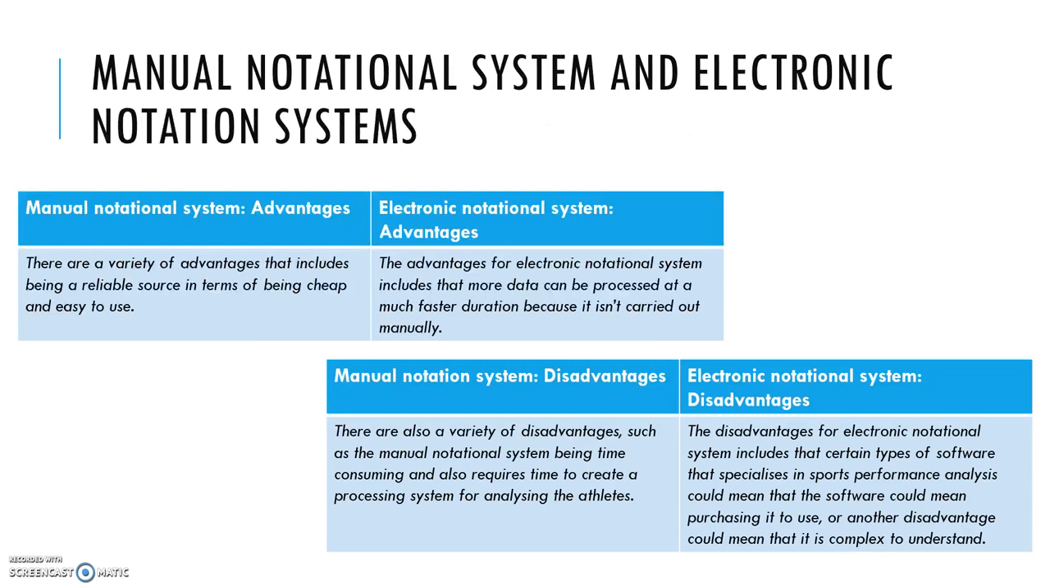So, the advantages and the disadvantages of these systems. I'll start with the manual. There are a variety of advantages, which include being a reliable source in terms of being cheap and easy to use. So literally, it pretty much takes 10 minutes to do a bar chart or, for instance, a tally chart, and it's quite easy to use as well. The disadvantages of this are that it could be time consuming and also requires time to create a processing system for analysing the athletes.